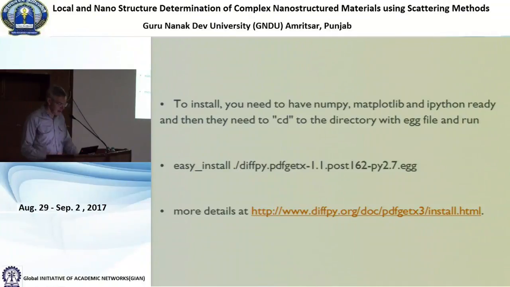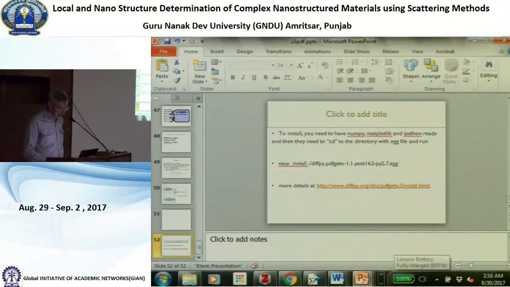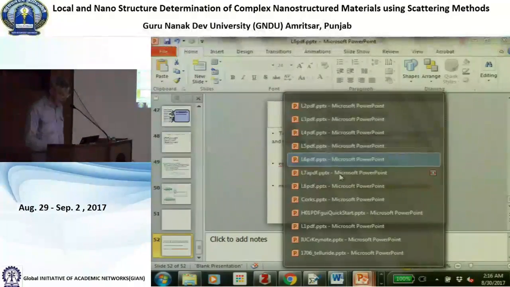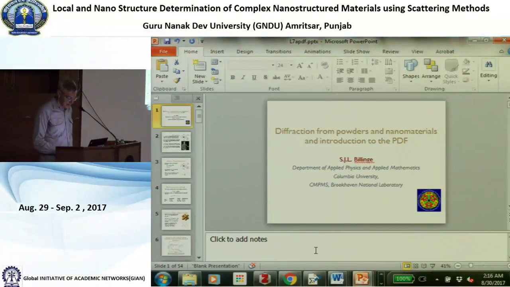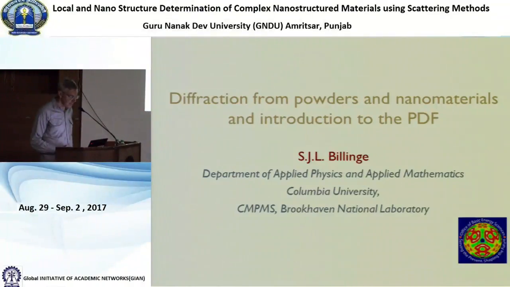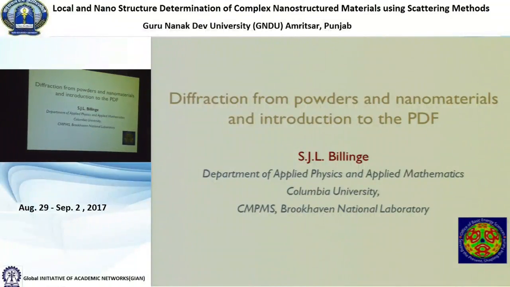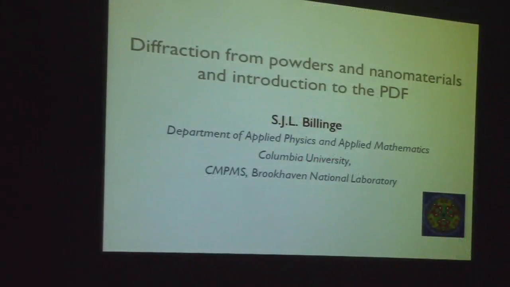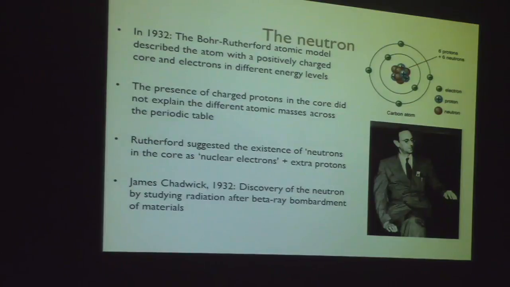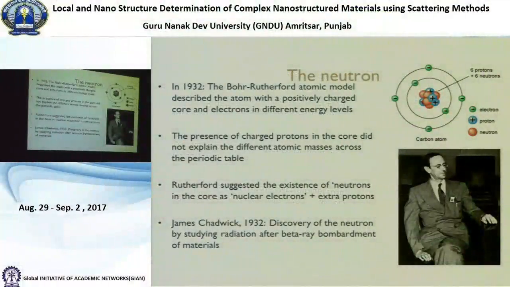Okay, so we talked a lot about X-rays, and what I want to do now is talk about neutrons. Another very useful source to use to get PDFs is actually neutrons. And actually the first PDFs were all done with neutrons.